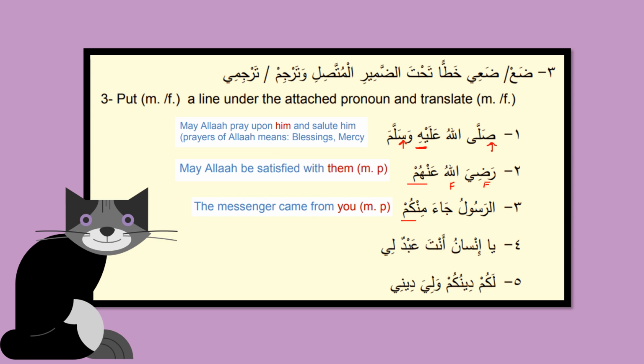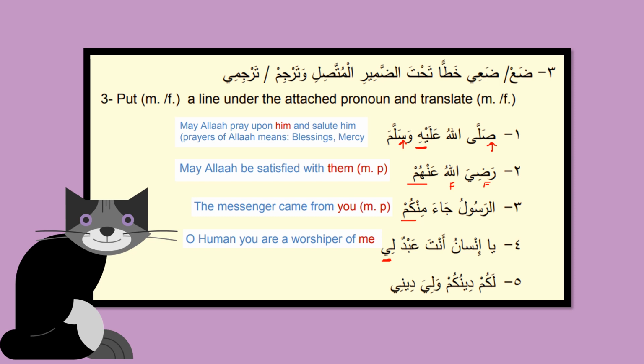So ya insan anta abdun li. So where is our harf jar? I mean the attached pronoun with the harf jar, ya mutakallim with the li. So our translation will be, O human, you are a worshipper of me, or you can say my worshipper. It shouldn't be "worshipper of me" because it shows the idafa, the relation. So the correct translation here should be my slave.